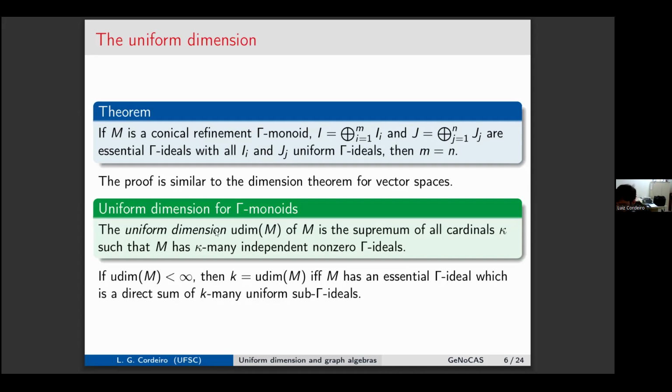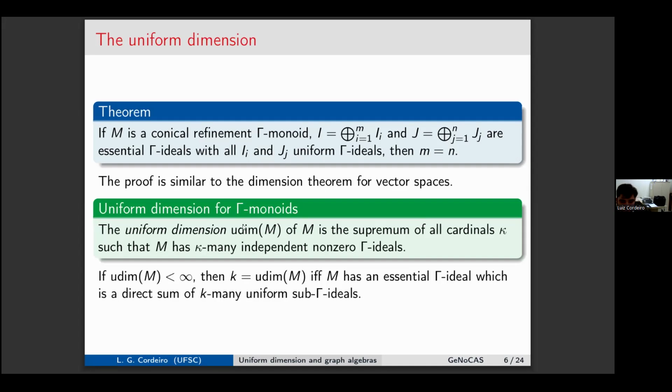The problem that we first attacked was how to translate the notion of dimension to the context of monoids. So we adapt the definition of uniform dimension, which comes from Goldie's work on ring theory.